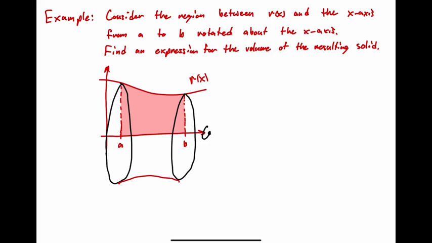How can we do this? Well, we're going to try to find a representative slice, and if we can find the volume of a representative slice, then we can find the total volume. So let's imagine just a slice here that's been rotated around. Here's our representative slice.